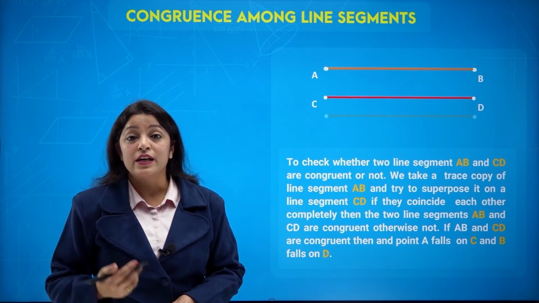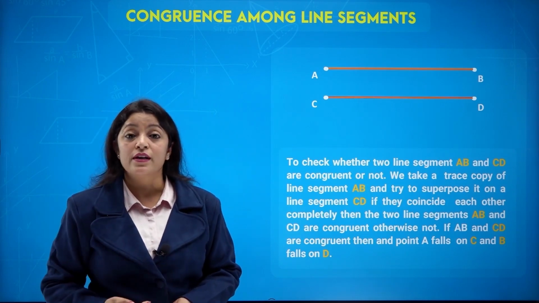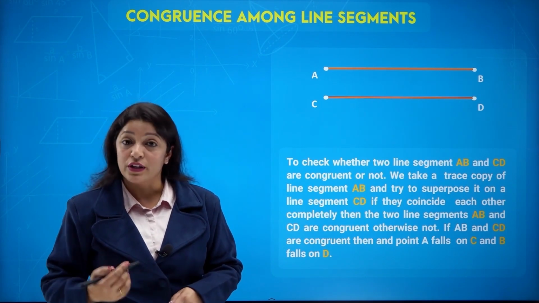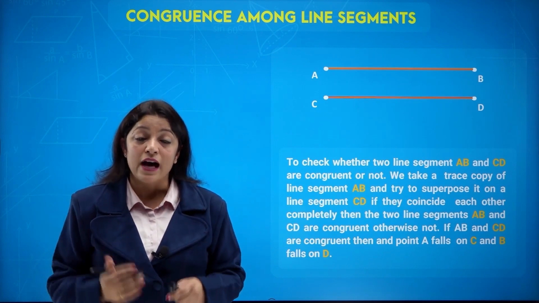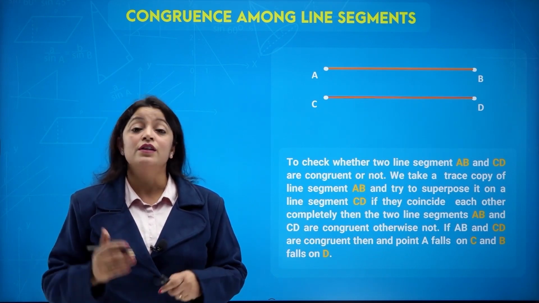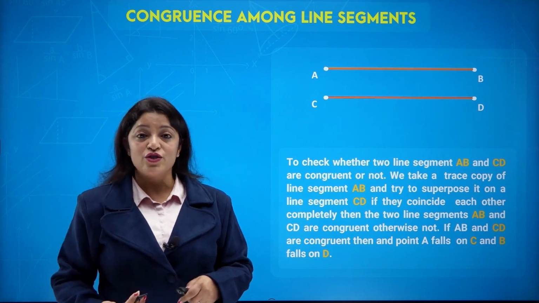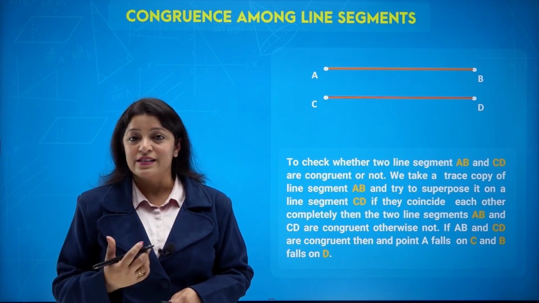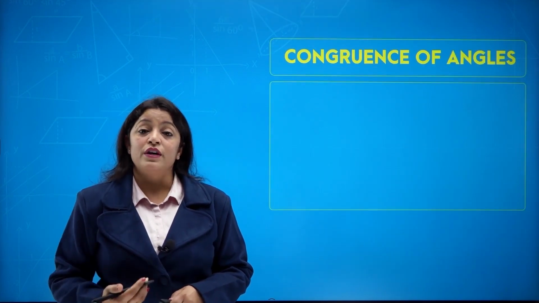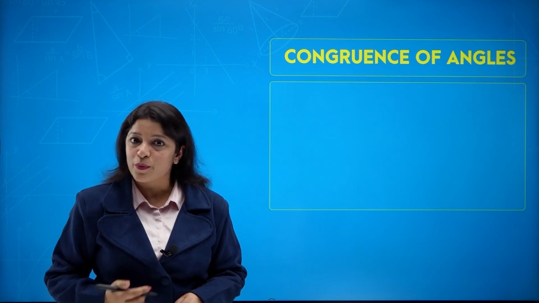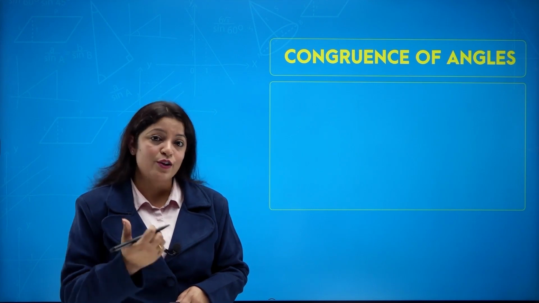In other words, the point A should fall on the point C, or C should fall on the point A, and the point B should fall on the point D, and D should fall on the point B. That means the length of AB is exactly equal to the length of the line segment CD. So they are congruent line segments, which in general we call equal line segments. Now next, what if there are angles? Can two angles also be congruent? Yes, as we have done for line segments, that if they are of equal length, then they are congruent.